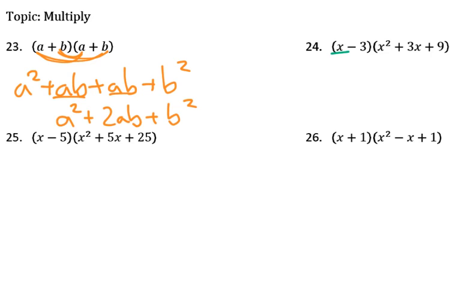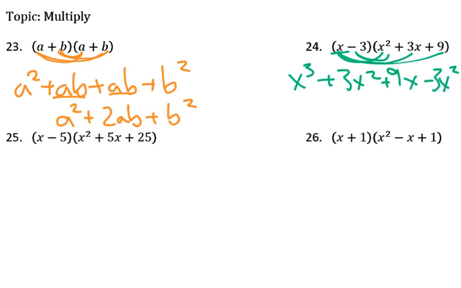Okay, 24. Take that x. X times x squared is x cubed. X times 3x, 3x squared. X times 9, 9x. Negative 3 times x squared, negative 3x squared. Negative 3 times negative 3x would be, ran out of space, didn't I? Go like this. Minus 9x, negative 3 and 9 would be negative 27.